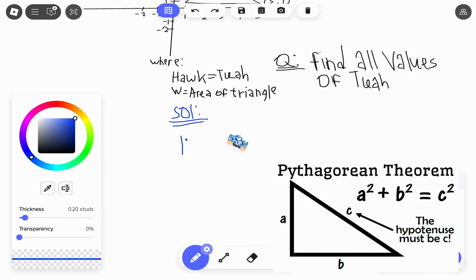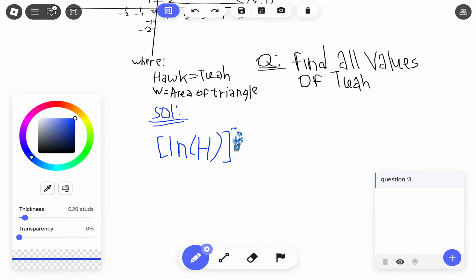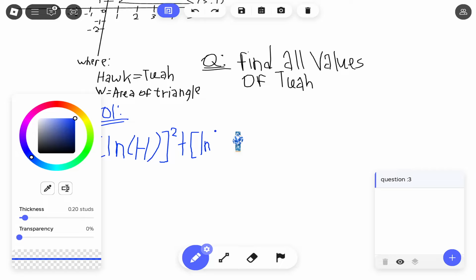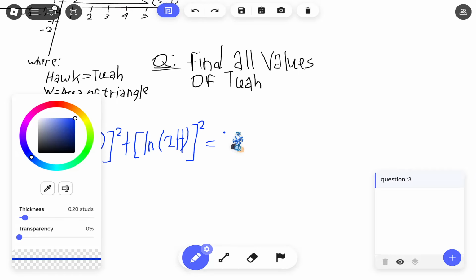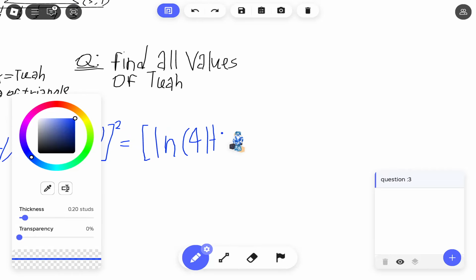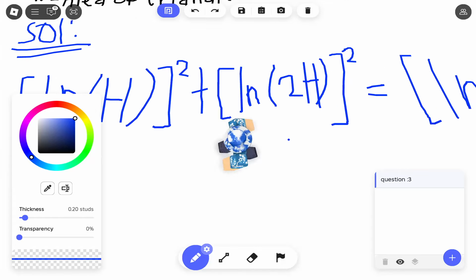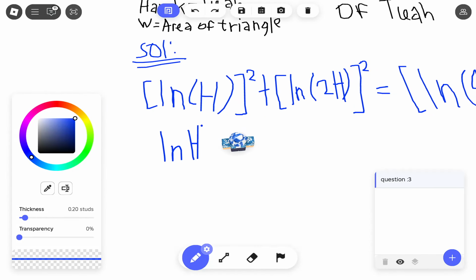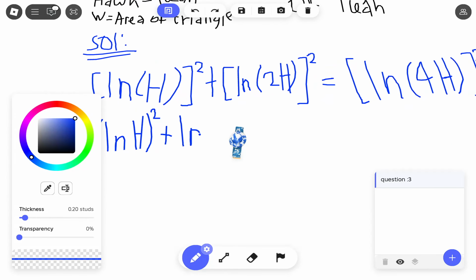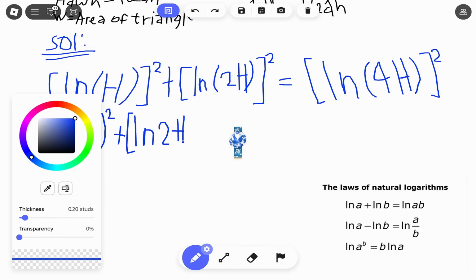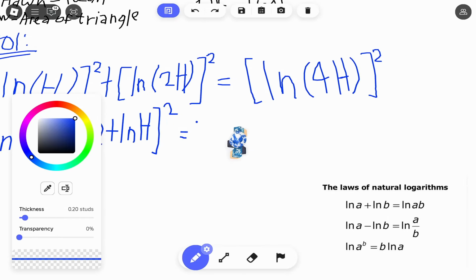B squared equals C squared. Plugging the values in yields natural log of H squared plus natural log of 2H squared equals natural log of 4H squared. Since 2H is the same thing as 2 times H, we can expand the H using some basic logarithmic properties. The same thing applies to 4H.